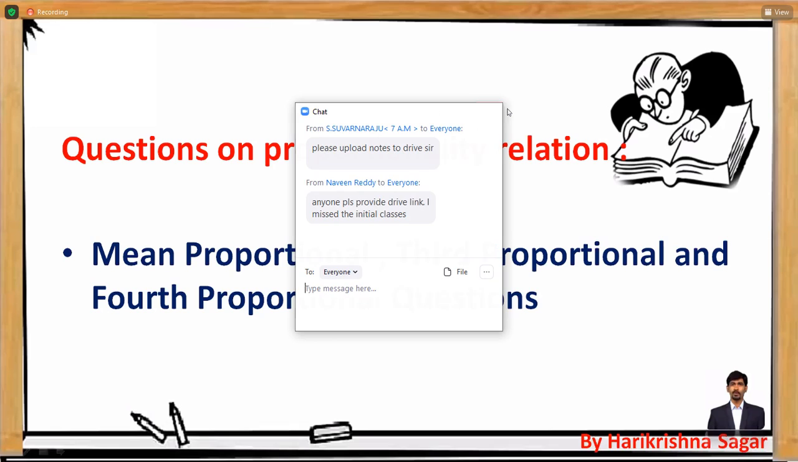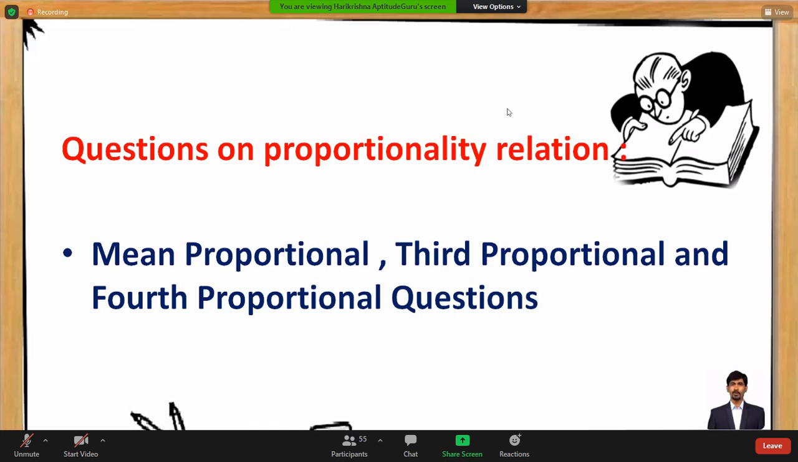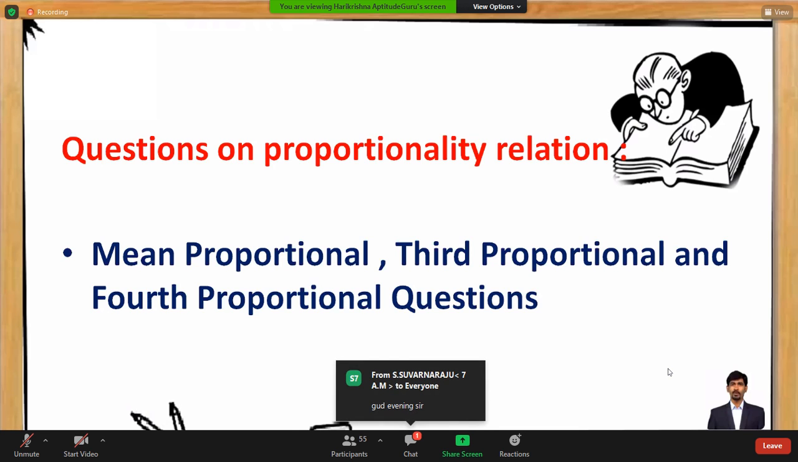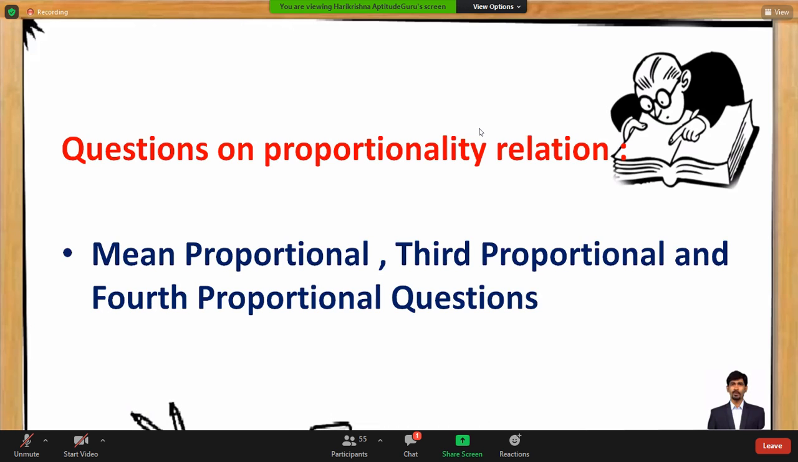In the last session, we just started the discussion which is related to ratios. So we'll continue the same session by discussing some other problems and other concepts which are there under ratios.